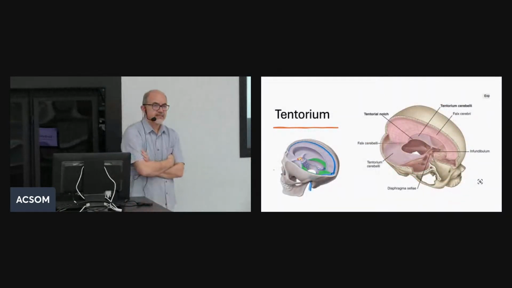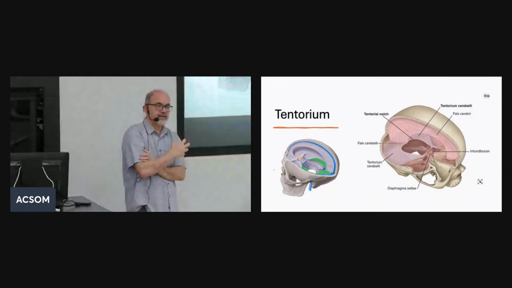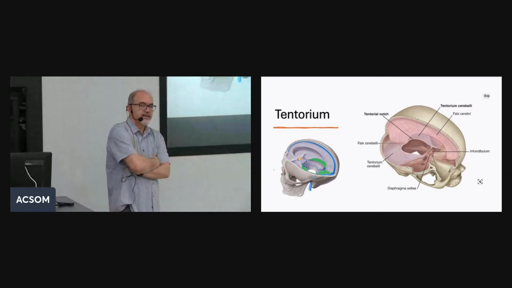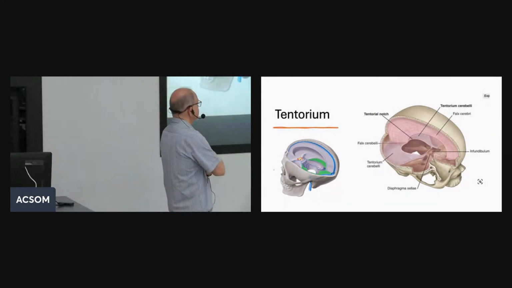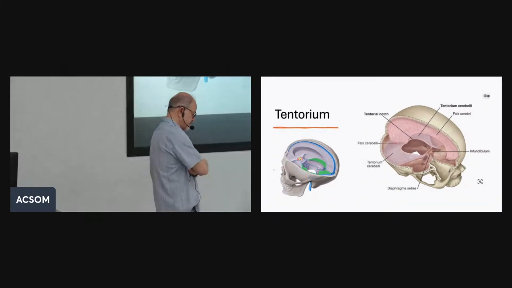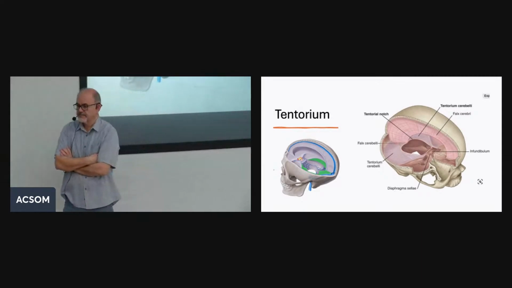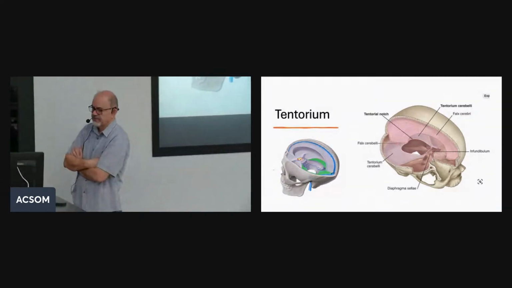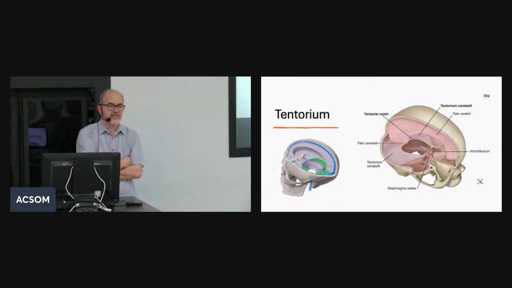Tentorium provides support for the brain, so the brain doesn't bounce up and down or front or back. Tentorium has two parts. One part separates the occipital lobe from the temporal lobe, and one part separates the cerebellum from the cerebrum. Again, the function of the tentorium is to prevent the brain from bouncing around.